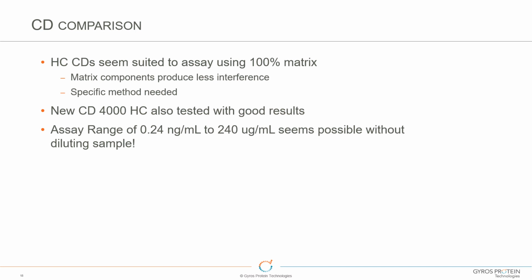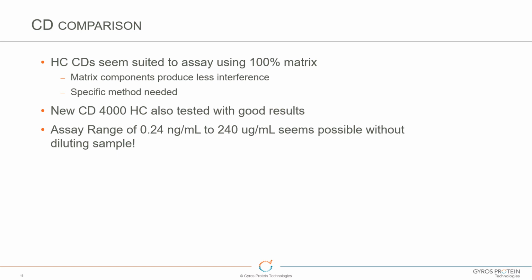What we did find is that the high capacity CDs did suit 100% matrix, particularly for this assay. The matrix components produced less interference. We did need a specific method which increased the column wash after the actual sample incubation, but that can be discussed if you need this type of method. And as mentioned earlier, the 4000 HC was also tested with good results.